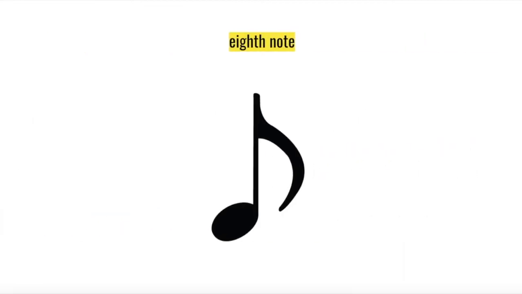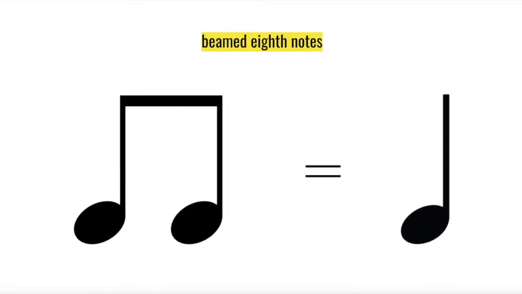Faster notes are notated with either flags, like the ones we saw earlier, or with beams between the notes. Each flag halves the value of a note, so a single flag signifies half a quarter note. In this case, an 8th note. We can use beams instead of flags to make the notes easier to read and group. 2 8th notes last the same amount of time as 1 quarter note.